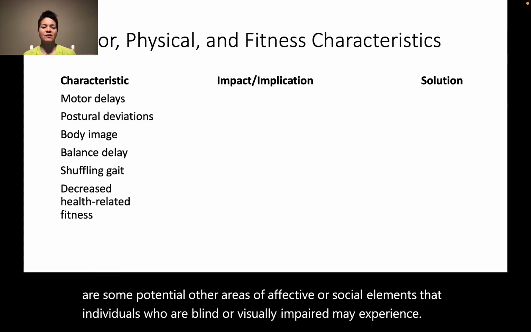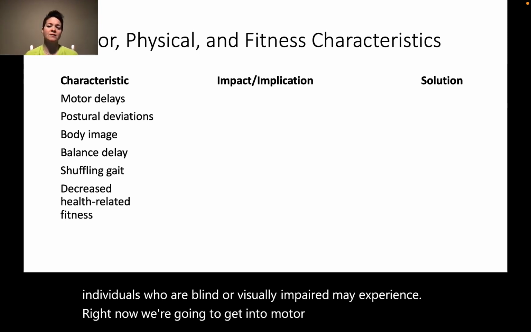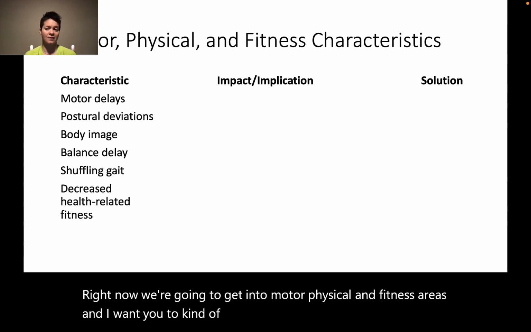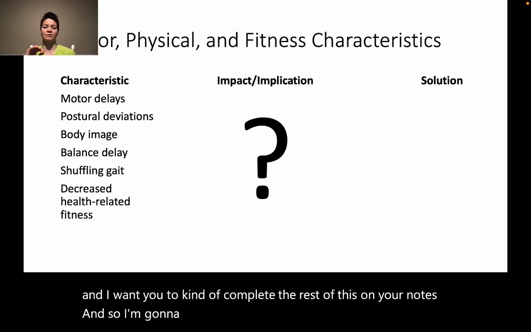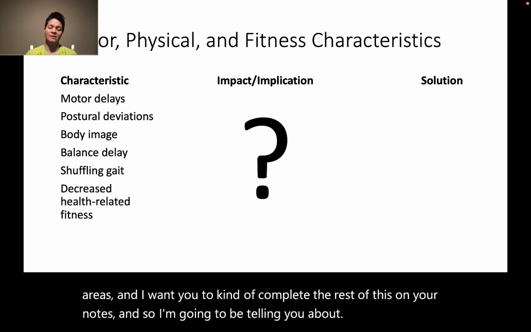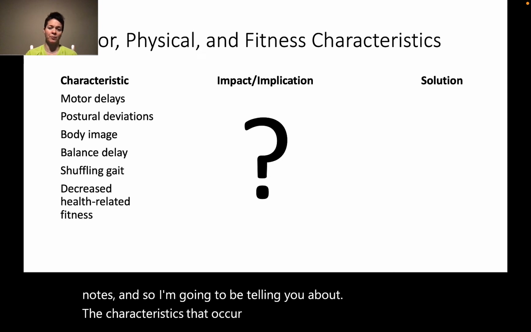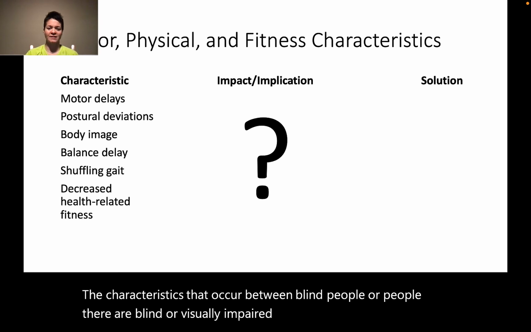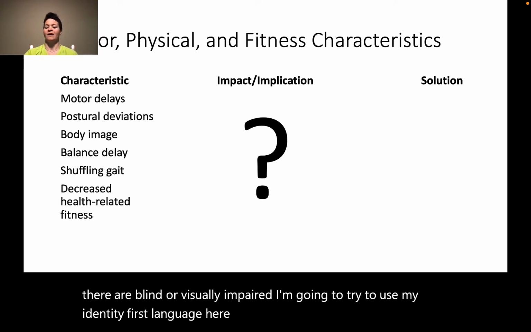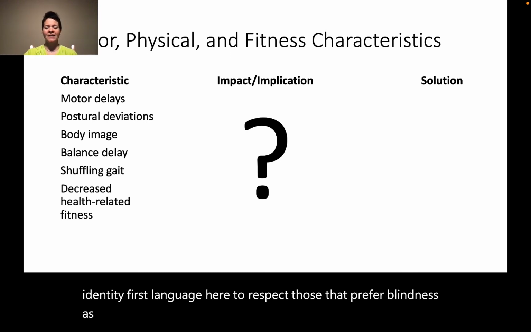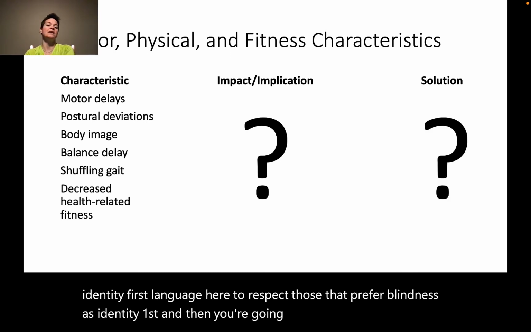All right, now we're going to get into motor, physical, and fitness areas. And I want you to complete the rest of this on your notes. I'm going to be telling you about the characteristics of people that are blind or visually impaired. I'm going to try to use identity-first language here to respect those that prefer blindness as identity-first.